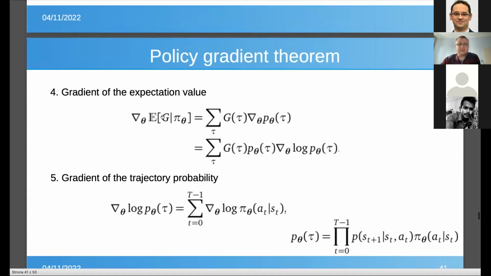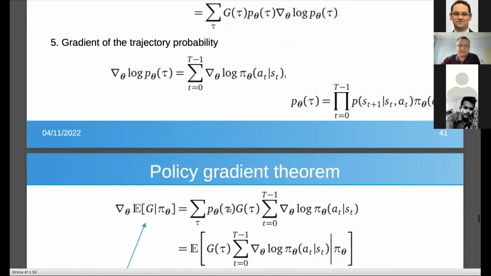And we want to calculate the gradient of this expectation value. So taking the logarithmic trick of the derivative, we can show that this is g of tau times p of tau times the gradient of the log of the p of theta. We know that the p of theta dependence lies only in the policy pi. So it means that this gradient takes only non-zero effects on the log of pi.